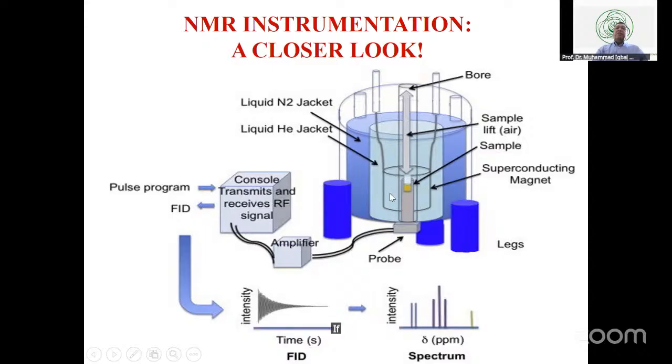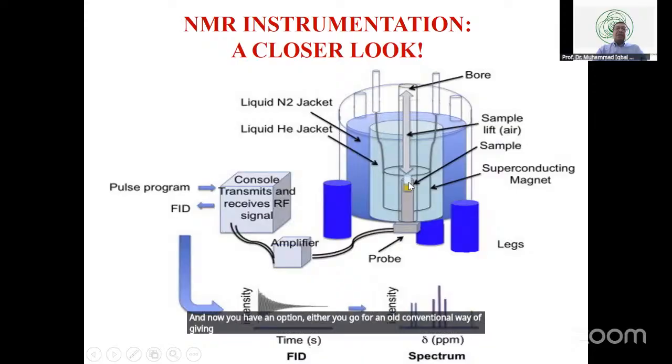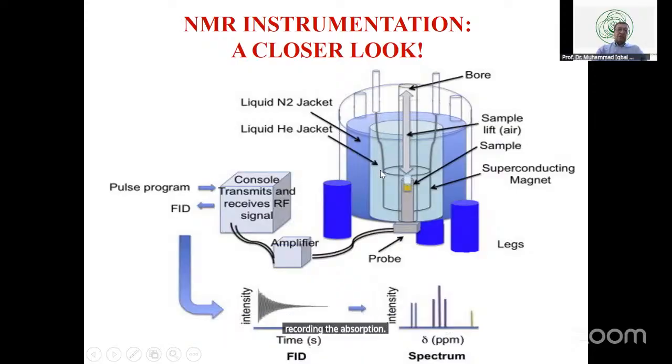If you're detecting proton, there are different precession frequencies, and now you have an option. Either you go for the old conventional way of giving radio frequency and recording the absorption, but that is not the one which you use. It's just for historical purposes and to have some understanding of NMR at the concept level.